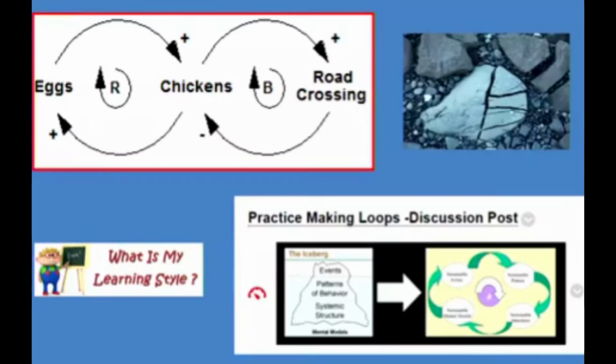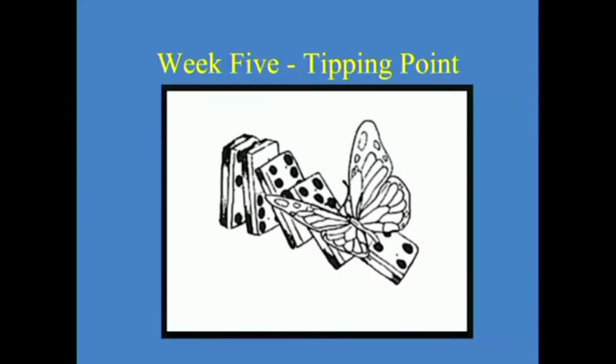Last week we started looking at chickens and eggs and feedback loops. We looked at the crack in the rock and the buttercup examples. We're trying to help you draw a simple causal loop diagram. The tipping point suggests there's an idea of this butterfly effect. Anybody ever hear the butterfly effect?